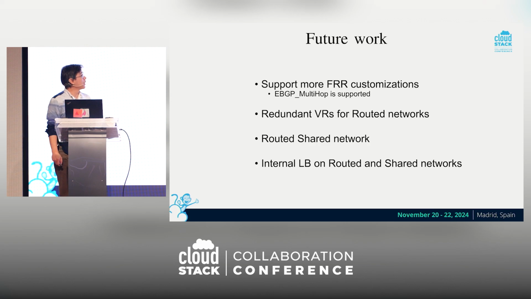Some other works. First, FRR customization. FRR is a very powerful tool. Currently we support only the number of multi-hops in our configuration. We will support more, but it depends on the feedback from the community. Then redundant VR for routed networks, so we can create an internal BGP session between redundant VRs to achieve redundancy. Then routed shared networks and the internal load balancer on routed and shared networks.